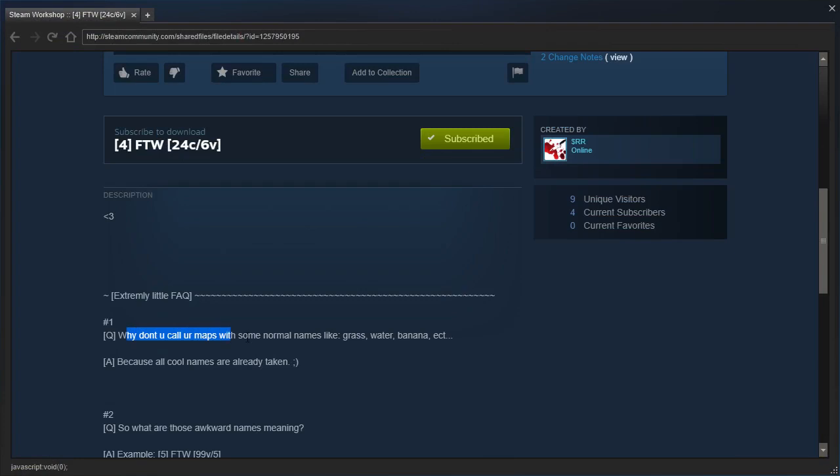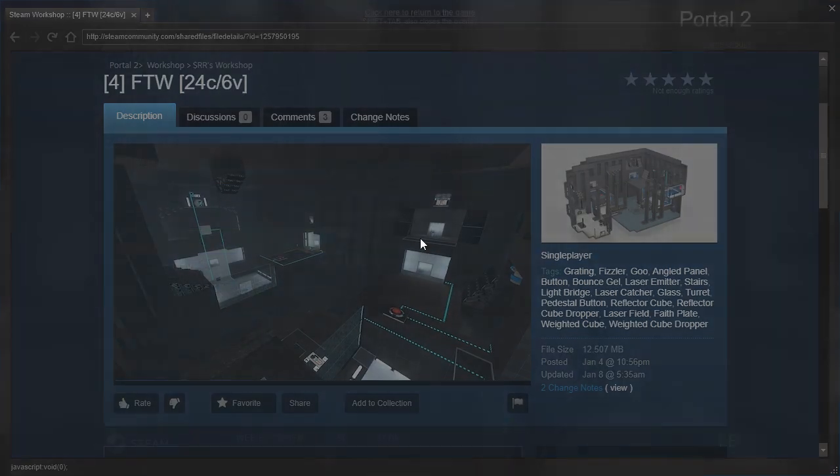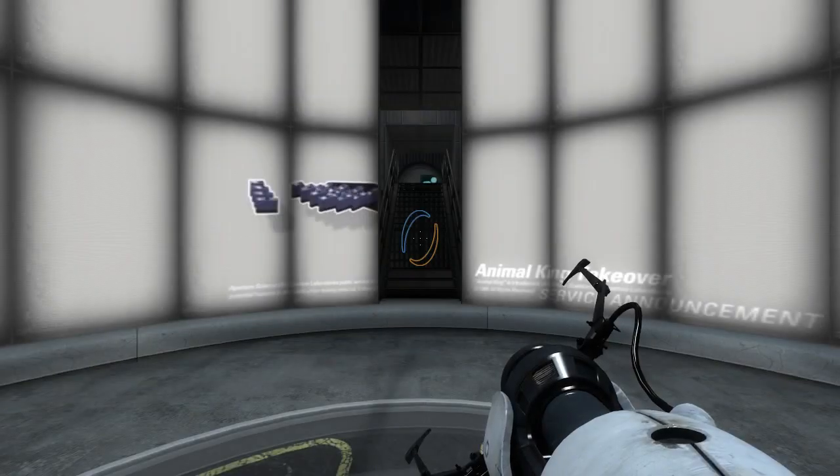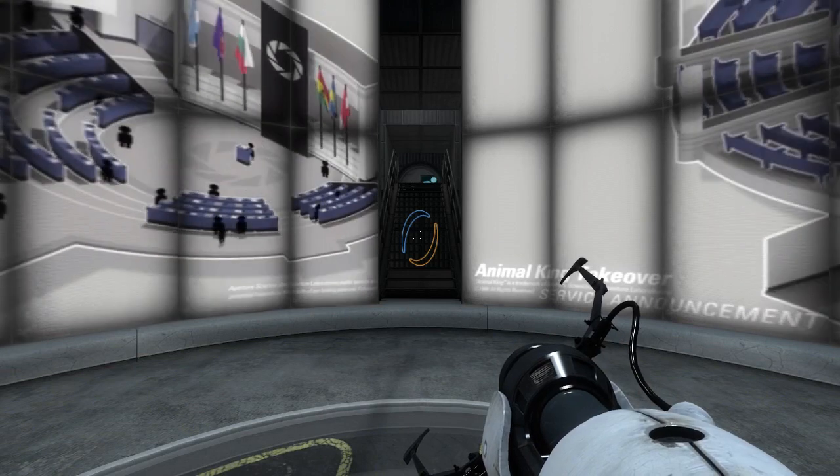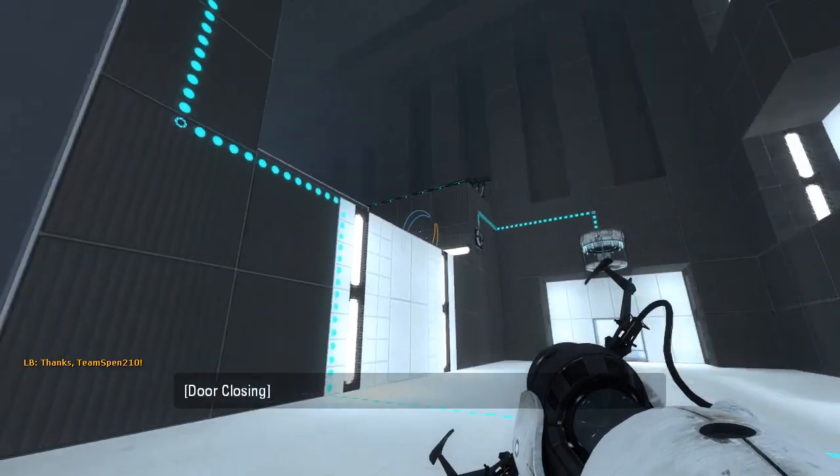Why don't you call your maps with some normal names? Because all cool names are already taken. Don't take that outlook on things, SatyRRaw. Just because somebody else named their map something you want to name your map, doesn't mean you can't name your map that as well. I mean, you have a separate username for a reason. Your username is different from their username, so people can still tell apart the maps. Whatever, anyway, let's just check it out.